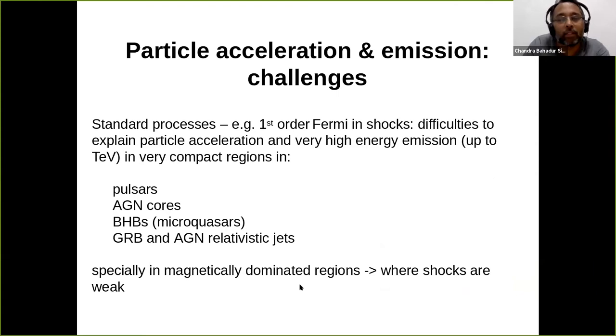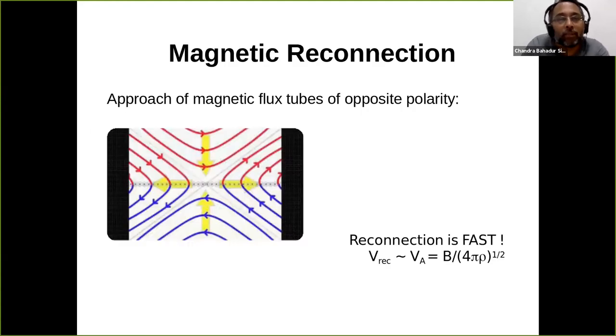And also, especially if you think about magnetically dominated regions, the shocks can be weak. So there, reconnection can play an equally important role. A simple picture of reconnection is that the magnetic field lines approach from above and below, as in this cartoon diagram, and then they can undergo some kind of destruction or change in their topology. During this process, there can be a release of magnetic energy, which can eventually be converted into radiation or kinetic energy in the system.